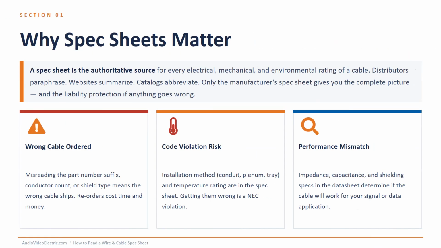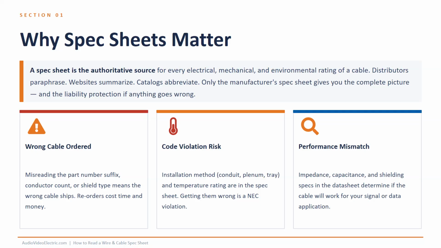A spec sheet is the authoritative source for every electrical, mechanical, and environmental rating of a cable. Distributors paraphrase, websites summarize, and catalogs abbreviate, but only the manufacturer's spec sheet gives you the complete picture and liability protection if anything goes wrong. Misreading the part number, suffix, conductor count, or shield type means the wrong cable ships, costing time and money.